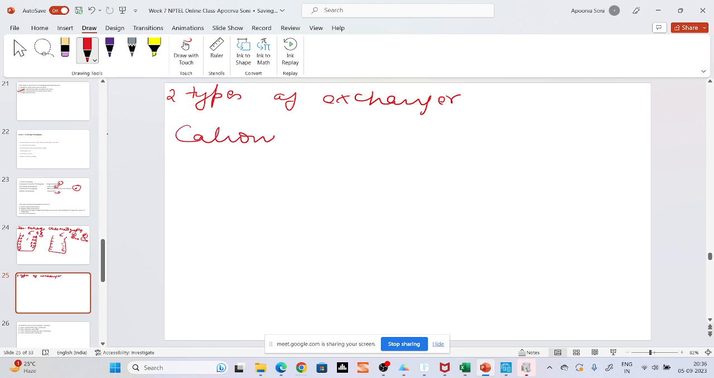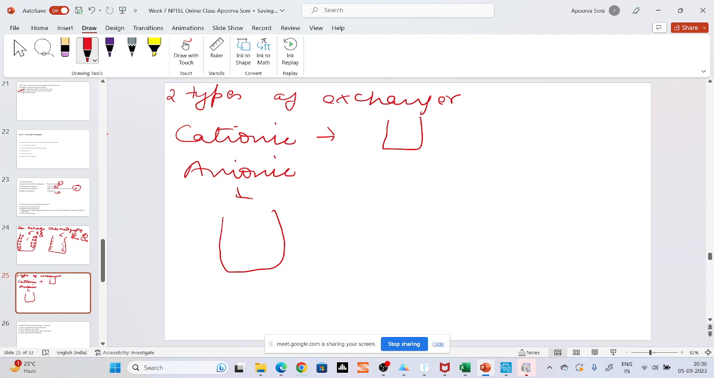We have a cationic exchanger and we have an anionic exchanger. So, what do you think? What would be a cationic exchanger? How would be the matrix of a cationic exchanger? And how would be the matrix of an anionic exchanger? What should I write over here?